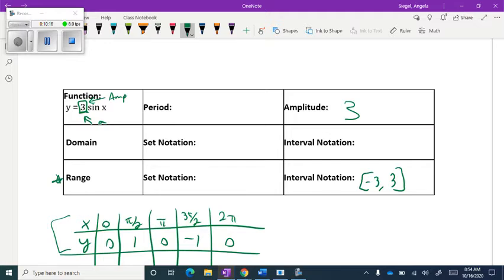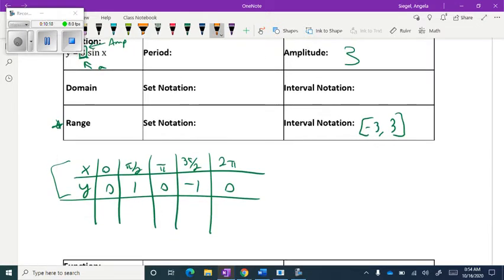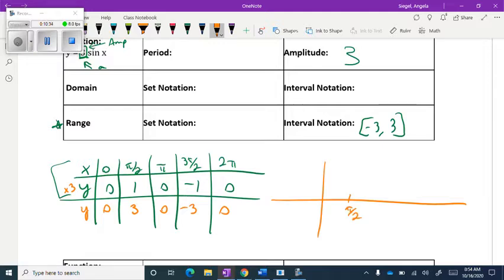And so what I'm going to do is take all these y values and multiply them by 3. So I'm going to create a new row for my y value. I'm going to say 0, 3, 0, negative 3, 0. So when I create my graph, I use the same x values, nothing to the x value.